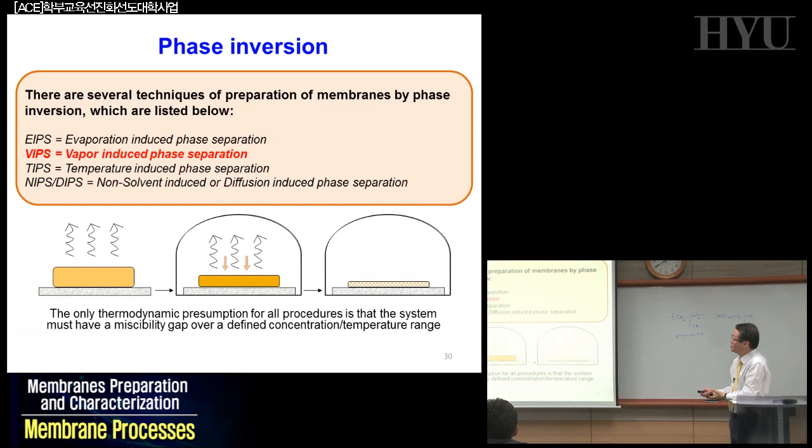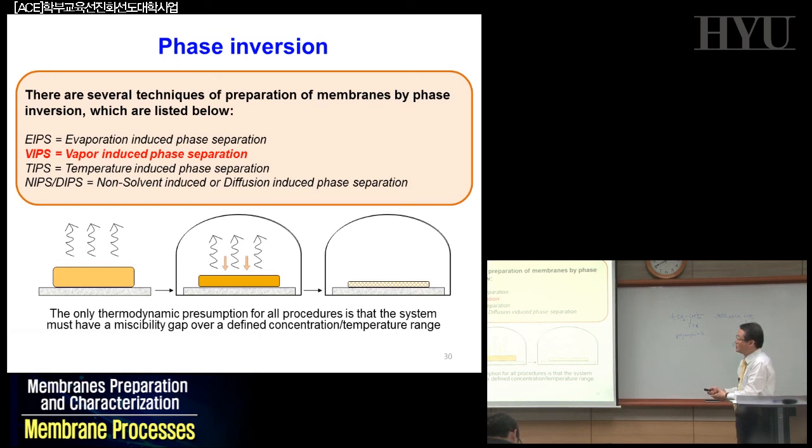Vapor-induced phase inversion is the one where first you cast the solution, and this is exposed to water vapor. The water vapor will induce the precipitation of your polymer, because water will usually be a non-solvent to the polymer. Okay? So you can make a porous membrane out of this VIPS.